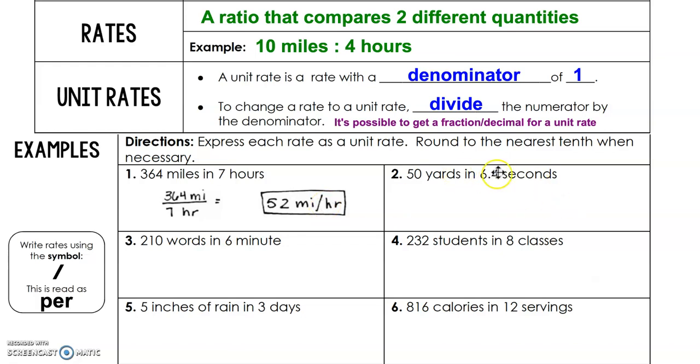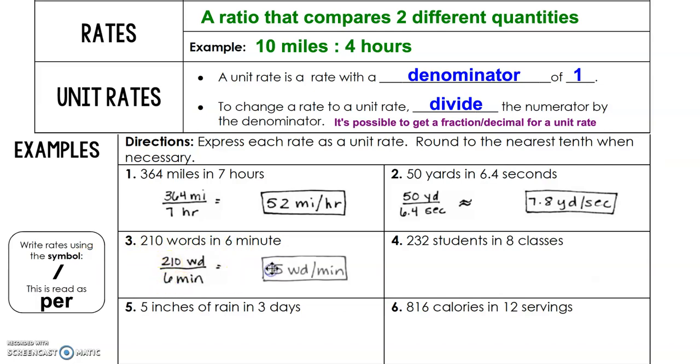Now we have 50 yards in 6.4 seconds. So we're going to divide 50 yards by 6.4 seconds, and we're going to get approximately 7.8 yards per second. We're trying to get that denominator to 1 second, so we have to divide. 210 words in 6 minutes. So 210 words divided by 6 minutes gives us 35 words per minute. It's important to put those units on there so that we know what our rate represents. We know that this represents a unit rate of 35 words per minute.